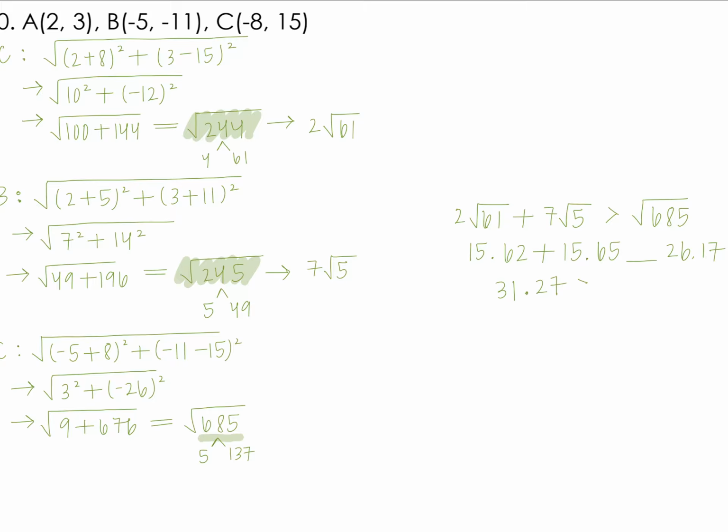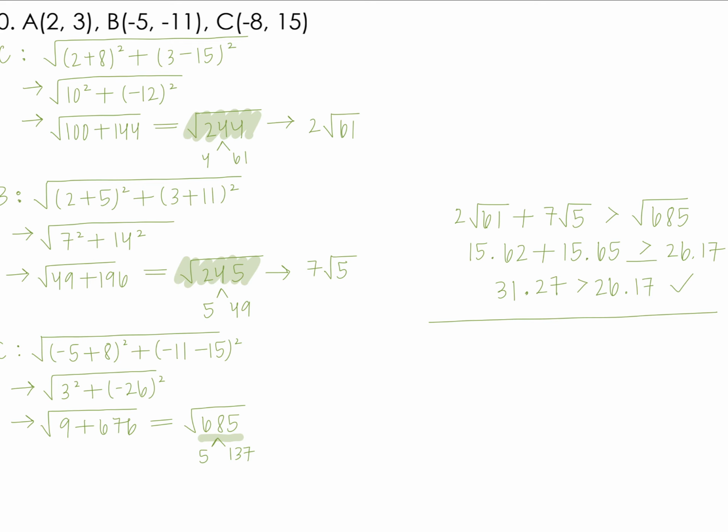And that will be greater than the 26.17 we got on the other side. And so this does make a triangle. So now that we know that this is a triangle, let's go ahead and plug in to figure out what type of triangle.